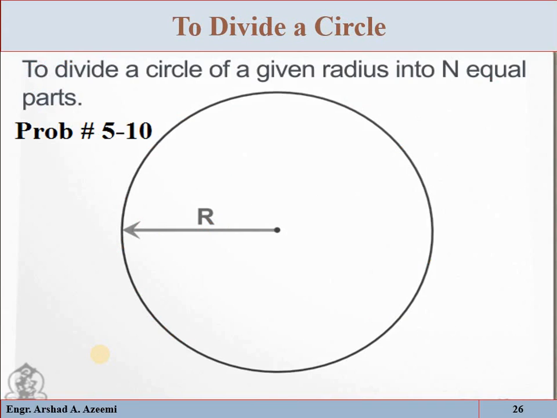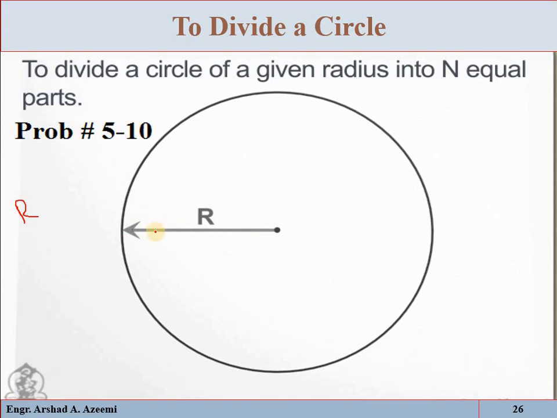Next question, to divide a circle of a given radius into n equal parts. Suppose the circle is given. So obviously if the circle is given, its radius will be given, and now we have to divide the given circle into equal parts. So just draw a circle of the given radius, okay, and see, that will be the full circle.